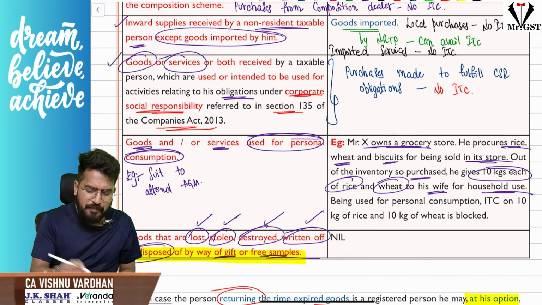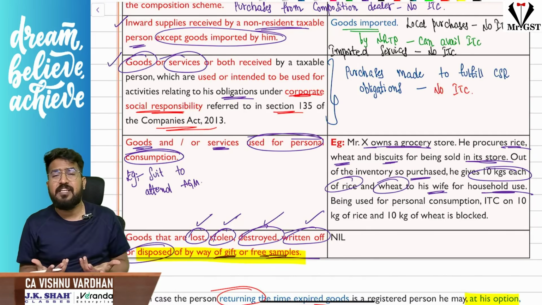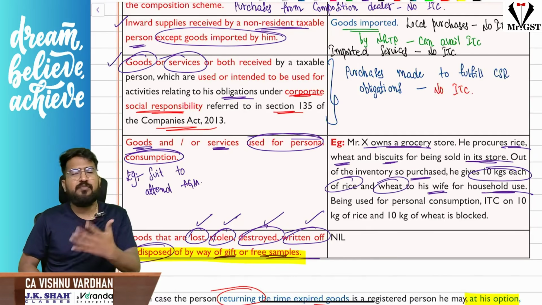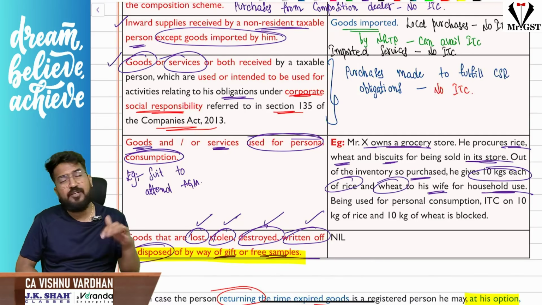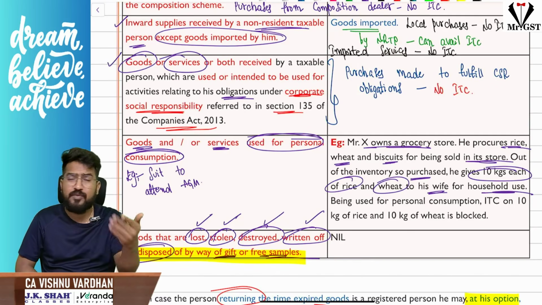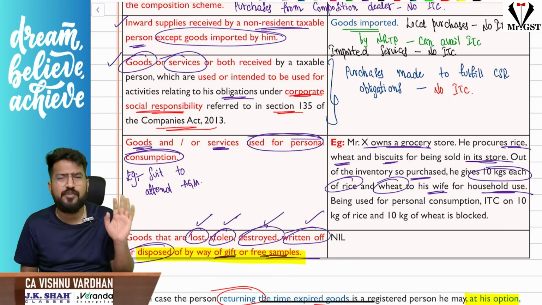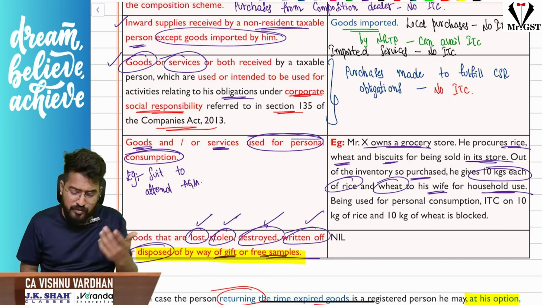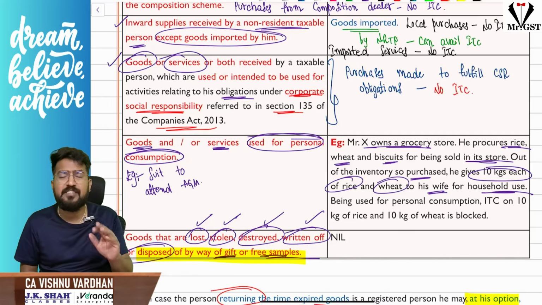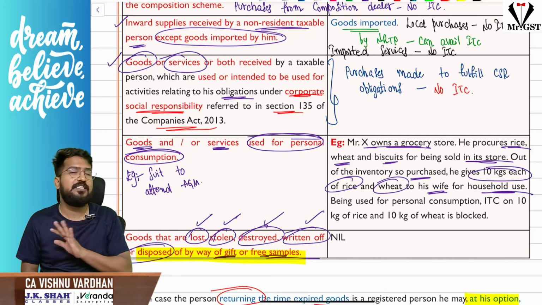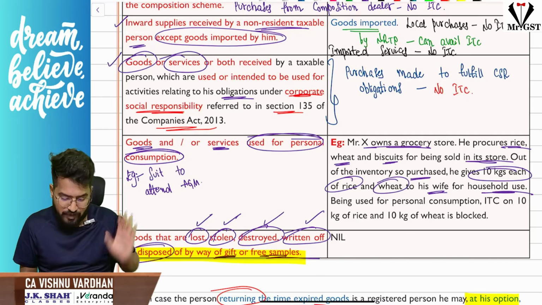Next, sir, I am buying some goods and services for spending them under CSR initiative, sir. Using them for CSR initiative, and because you are doing the social service, ITC also you just forgo that ITC also, so that is also not available. So you are purchasing something to fulfill CSR obligations, no ITC for you, right?